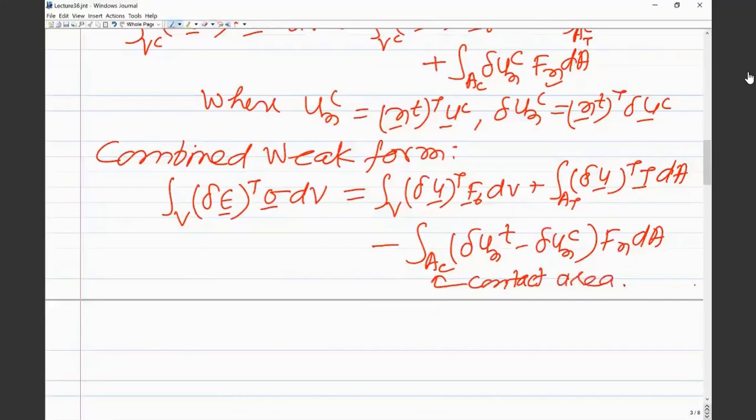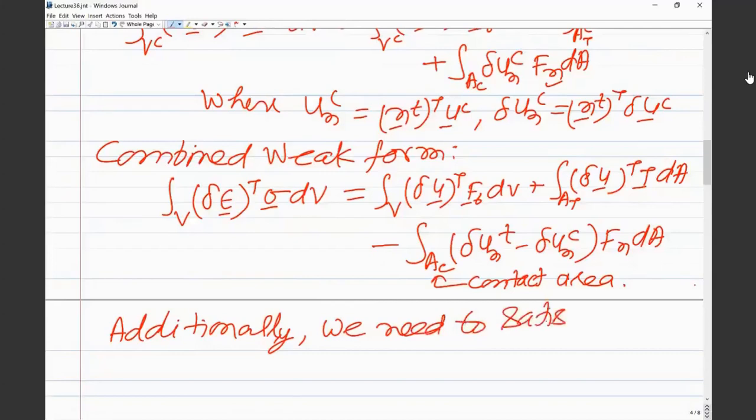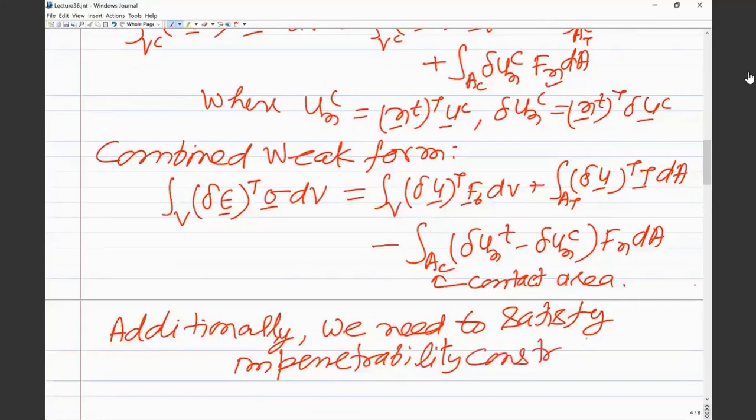So now there is an additional condition. We have to make sure that the two bodies, target and contactor bodies, do not penetrate one inside the other. So this is the normal virtual work we have written, combining the two together. Additionally, we need to satisfy what is known as the impenetrability constraint, that is, one body cannot penetrate inside the other.